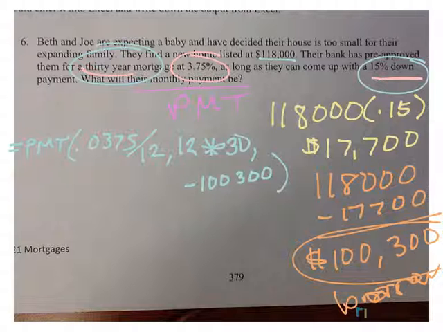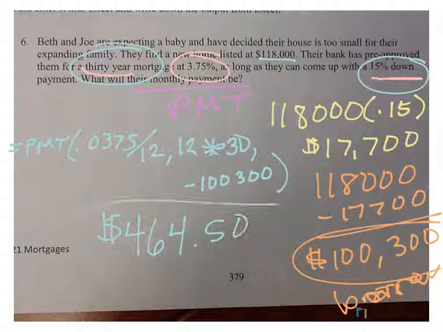It's going away. So if you type that into Excel, the negative $100,300 at the end there, you will come up with a monthly payment of $464.50. And you can try that, all right? Plug that into Excel and see if that works for you.